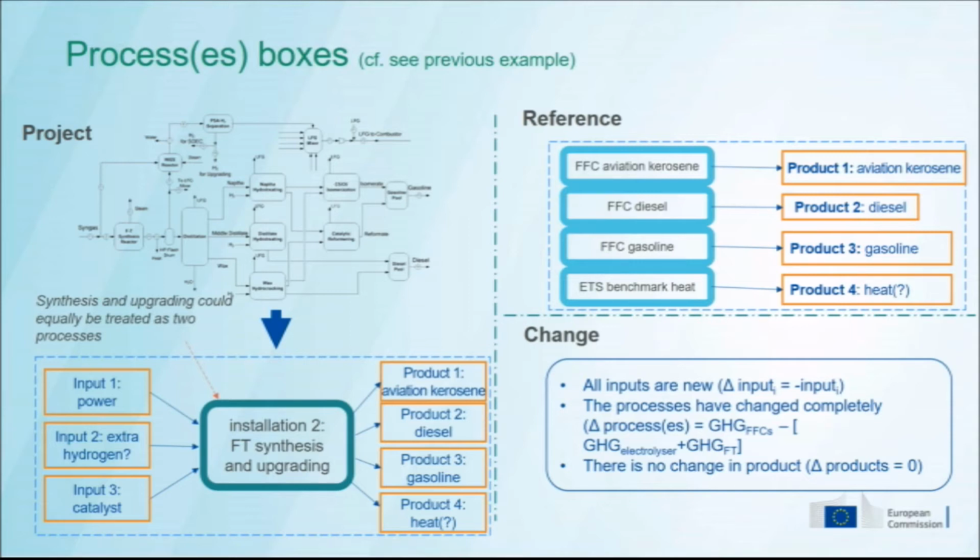The change that we're talking about, so now again we're comparing the reference to the project. So the inputs are all new, the processes have changed completely, but there's no change in the product. So we've assumed that we're making a like-for-like fuel when we're comparing it to the diesel or the gasoline. So it's essentially processes and inputs, but no change in the product. So next slide, please.